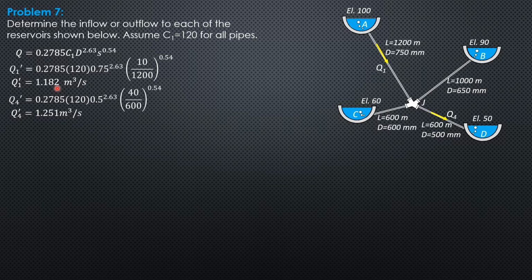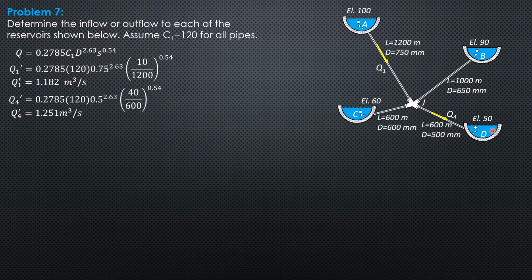Remember, we have to compare Q1 prime with Q3 prime plus Q4 prime. So Q1 prime alone is already less than Q4 prime. If we consider Q3 prime, it is much less than Q3 prime plus Q4 prime. Then the piezometric level at B must also supply water to D. Now the question is, will this supply D?